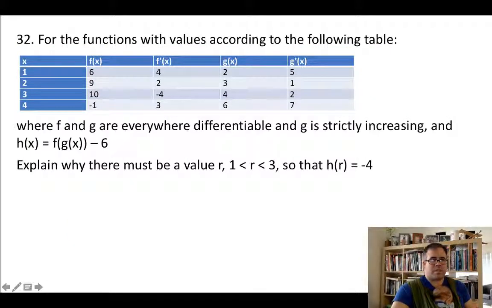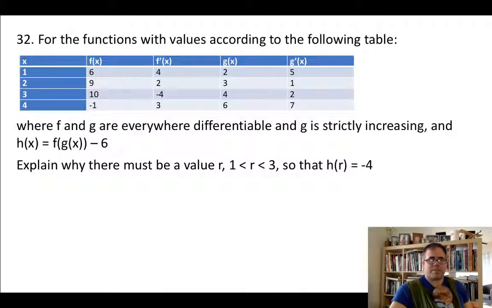Alright, so now we have a function with values according to the following table. Everyone wants tables, right? We have f and g, they're everywhere differentiable, and g is strictly increasing, which you can see with 2, 3, 4, 6. And h of x equals f of g of x minus 6. Explain why there must be a value r so that h of r equals -4.